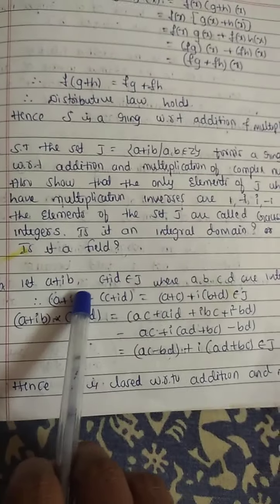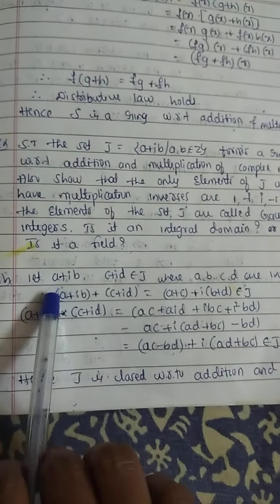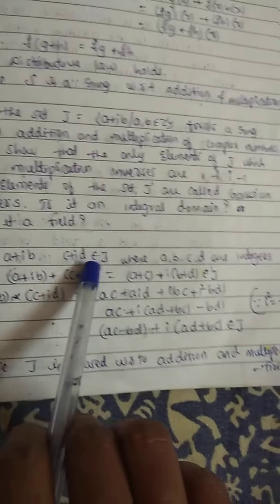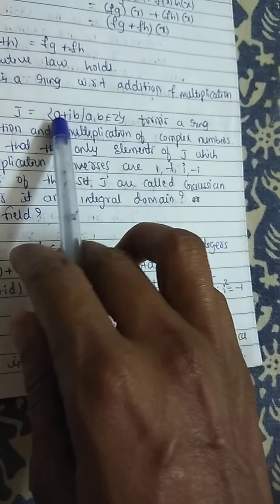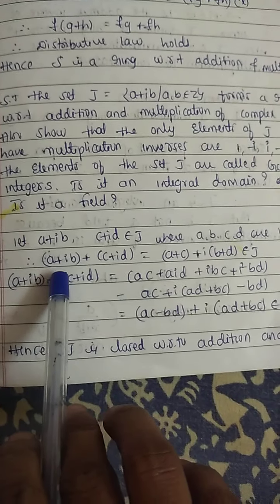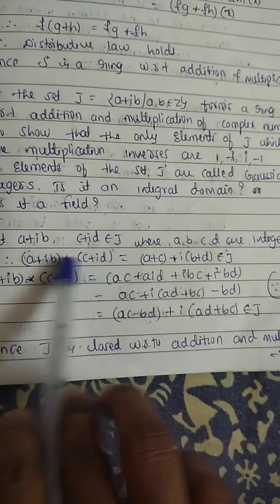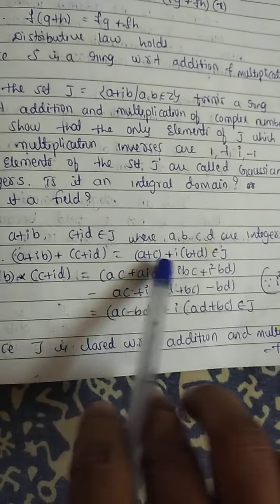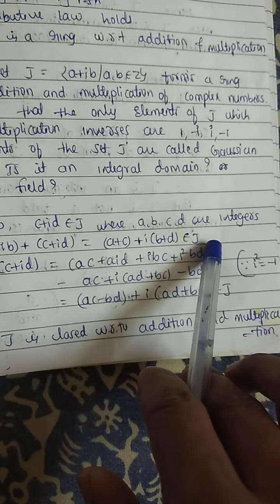Okay, first let a plus ib and c plus id belong to this set J, where a, b, c, d are integers. See here, a plus ib, a and b are integers. Similarly, c plus id, c and d are also integers. Therefore, a plus ib plus c plus id can be written as, adding the real parts a and c, a plus c plus i, common, b plus d. This also belongs to J.